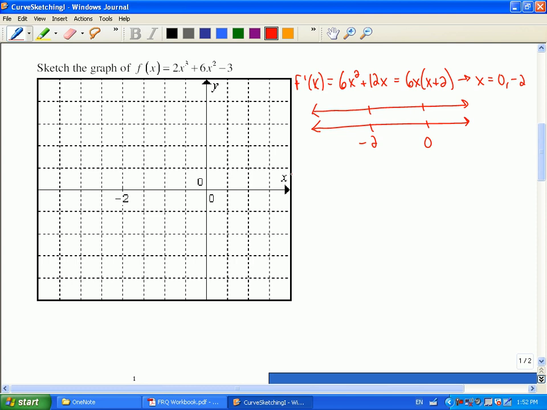So the next thing that we would do, in this unit so far, is find the second derivative. And that would be 12x plus 12. And of course, we're going to want to factor that into 12 times x plus 1. So I have a critical point at x equals -1. And that's the point that I'm going to be interested in looking at here for the concavity of the graph.